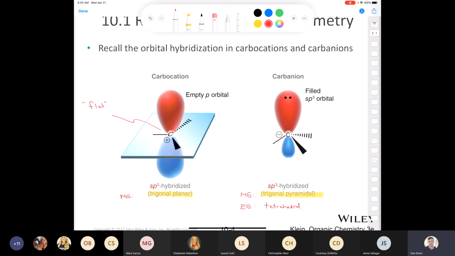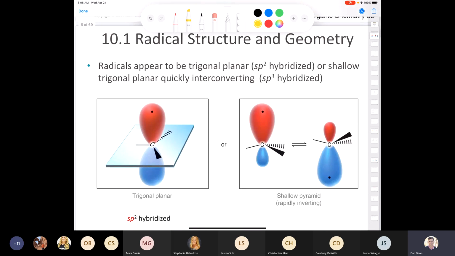These are things that you need to be aware of. You have to know that a carbocation is trigonal planar, and that a carbanion is trigonal pyramidal. Where would a radical fit? A radical is somewhere in between these two, isn't it? It's not a carbocation, it's not a carbanion, it only has 1 unpaired electron on that carbon. So let's take a look at what we get.